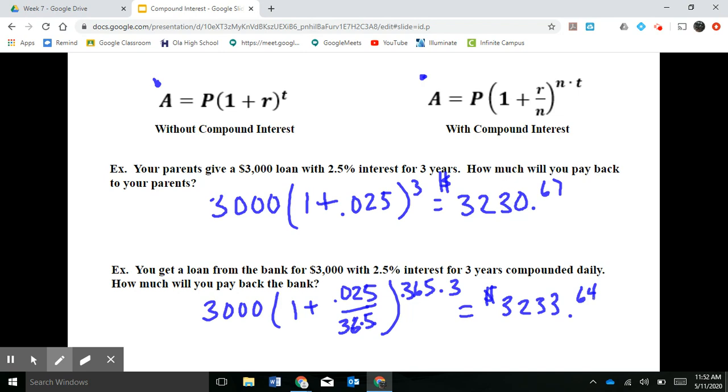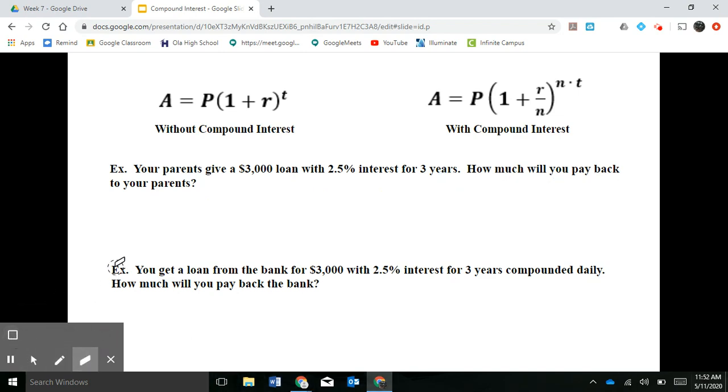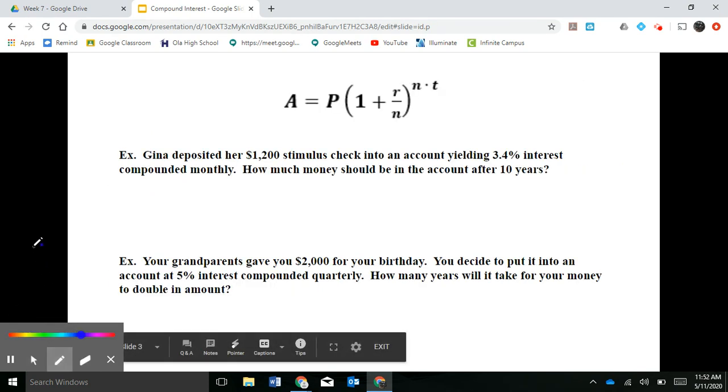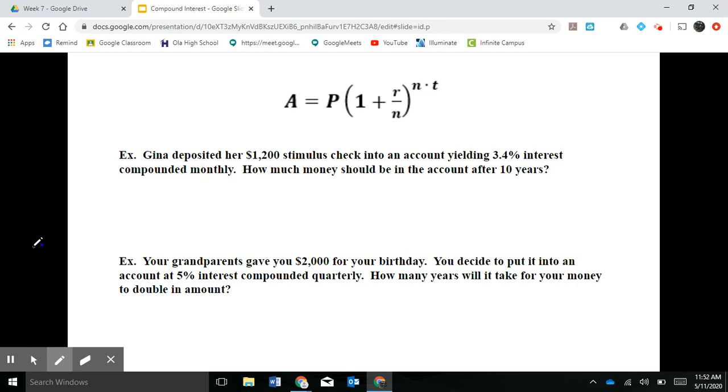All right. So let's try 2 more examples, and that'll be it. Gina deposited her $1,200 stimulus check into an account yielding 3.4% interest compounded monthly. How much money will be in the account after 10 years? She takes her check, puts it in the bank, and leaves it. How much will be in there? Again, we're going to use this formula because it's being compounded. So our principal is $1,200.